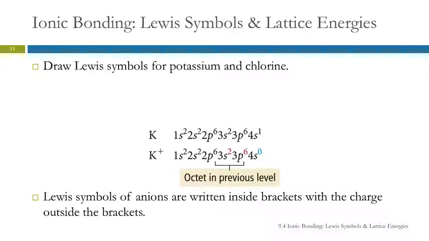So let's look at how we can illustrate ionic bonding with Lewis symbols. It says draw Lewis symbols for potassium and chlorine. So potassium is K and chlorine is Cl.